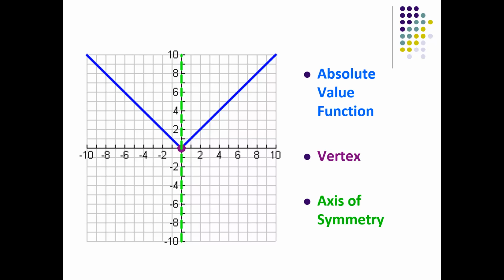So let's look at this example. It's labeled for you. The blue lines here, the V-shaped, that's your absolute value function. This purple dot right in the center, that's our vertex. And the dotted line coming down, that's your axis of symmetry.